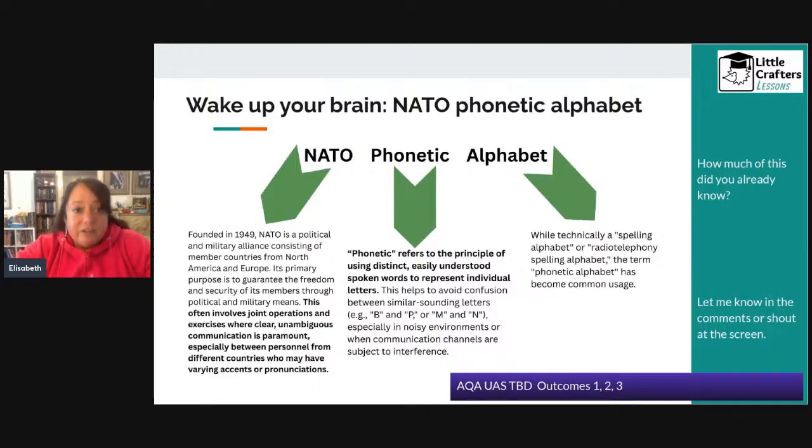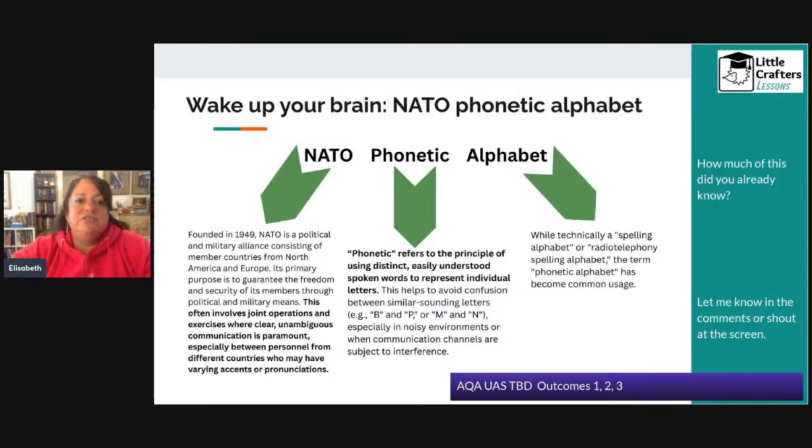So clear communication is very, very important, especially between personnel from different countries who might have different accents, like me, or pronunciations. So I'm from America and you guys are from England, most of you. And as an American, I have a different accent. So some of the letters I might say might sound different to someone else. So NATO is about taking people from all sorts of places and being able to join them together so they can understand. It's an alliance.